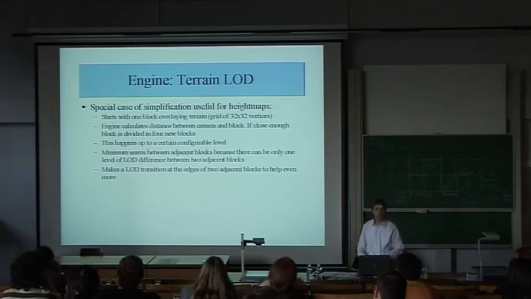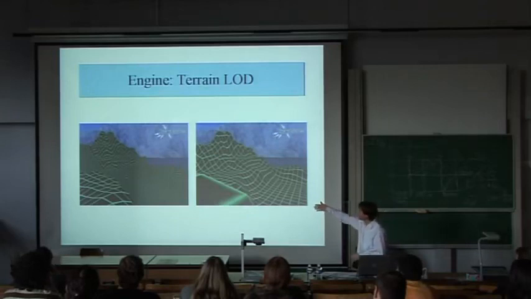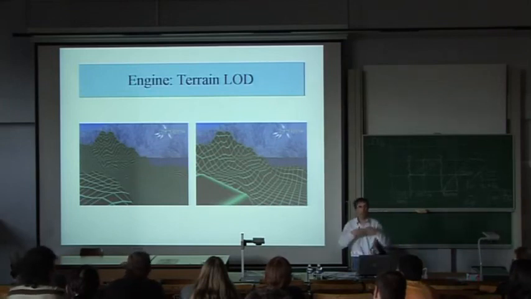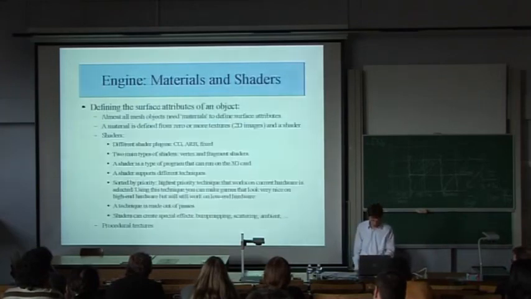Landscape, because it's height map based, has very specific algorithms for level of detail. So here you see an example. On the right you have a more detailed version, more polygons. On the left there's a lower detail version. And also our landscape engine supports lowering the detail for mountains that are in the distance and more detail for mountains that are close.